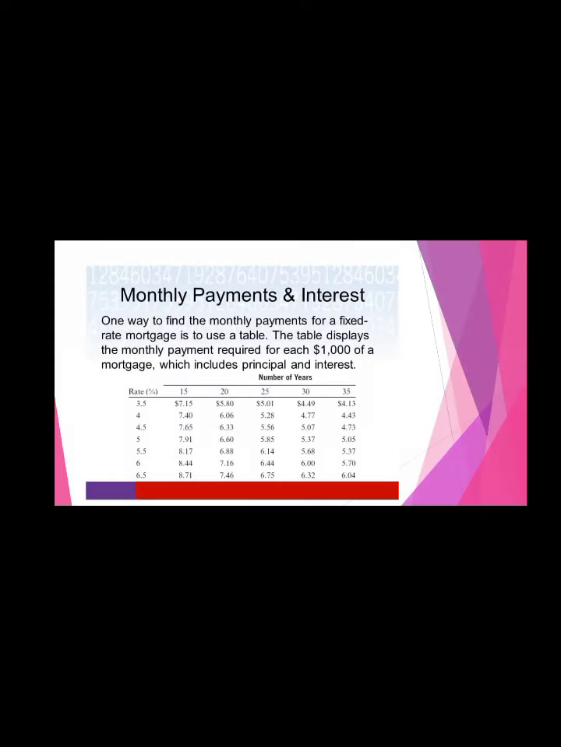So this is the continuation of the report. So, monthly payments and interest. One way to find the monthly payments for a fixed rate mortgage is to use a table. The table displays the monthly payment required for each $1,000 of a mortgage, which includes principal and interest.